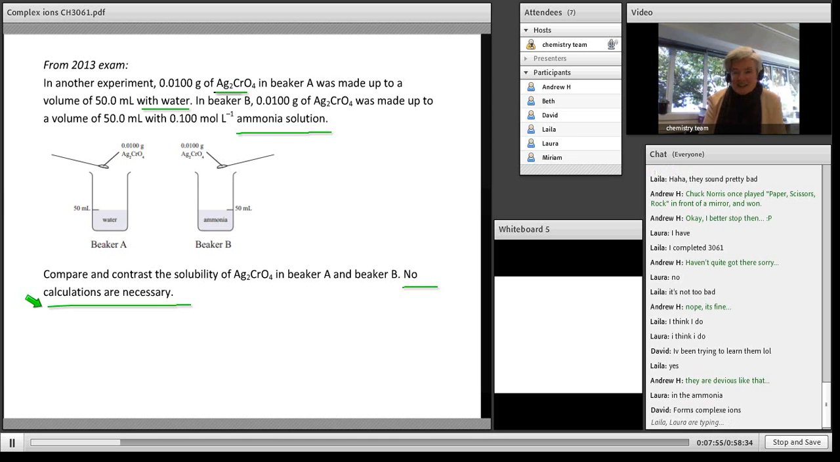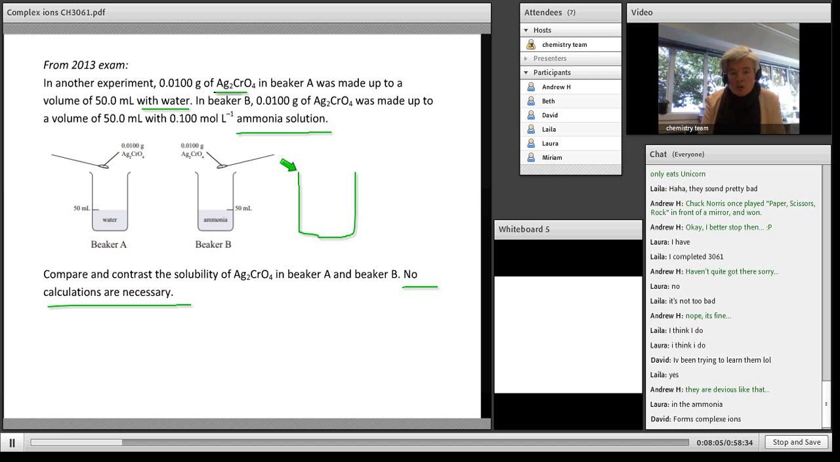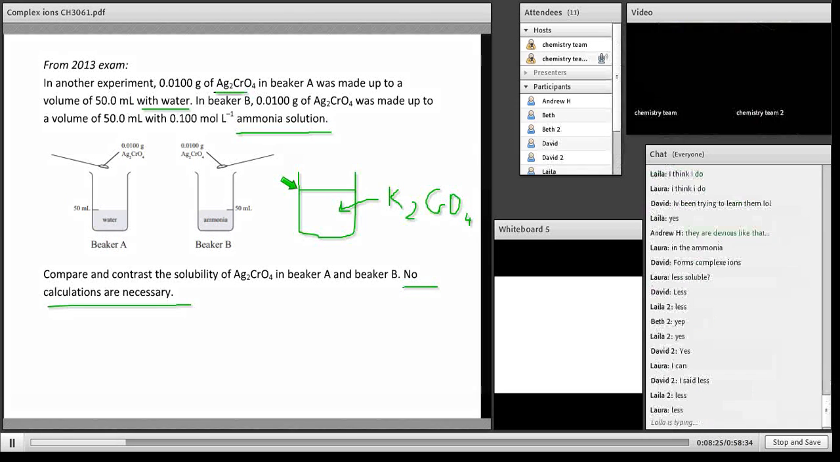So it forms complex ions, yes, it's because of the complex ions. If they asked you and had a beaker C where this had, say, potassium chromate present, would my silver chromate be more or less soluble in a solution containing potassium chromate? Correct, and that's because of the common ion effect.